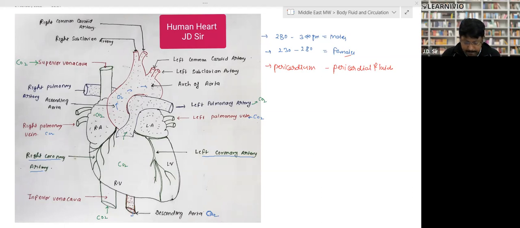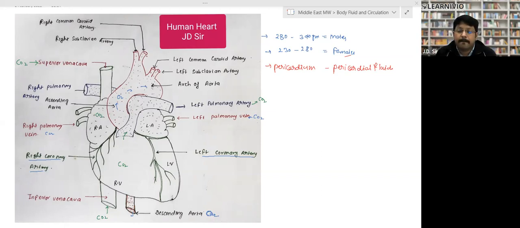Pulmonary artery brings oxygenated blood. Sorry, pulmonary vein brings oxygenated blood. Pulmonary vein brings oxygenated blood into the heart at the left atrium. Full stop.